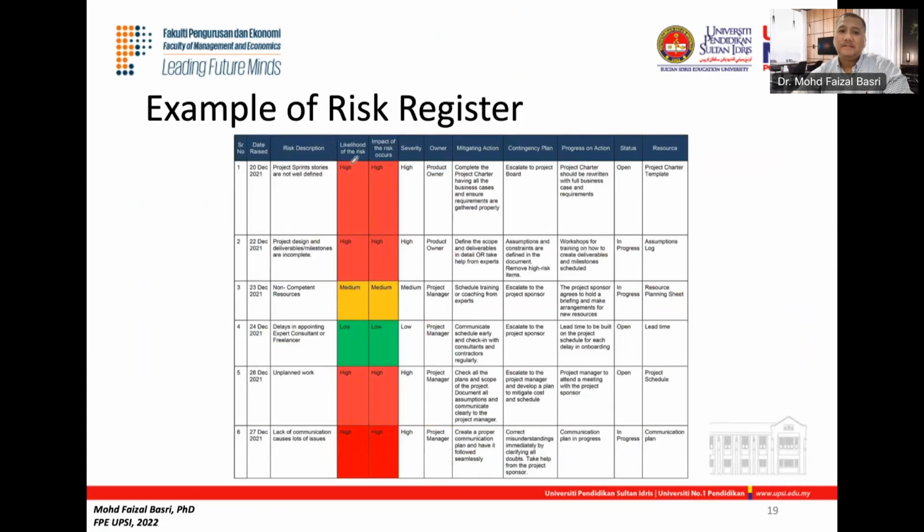So, likelihood of the risk. They mention the likelihood is high, and they even put a color coded system here, with red indicating high, amber medium, and green low. Likelihood and implication as well. So for risk number one, the not well defined project sprint stories, both high chance and high risk, and the severity as well. They mentioned who the owners of the risk are, and what actions can be taken in order to mitigate: complete the project charter.